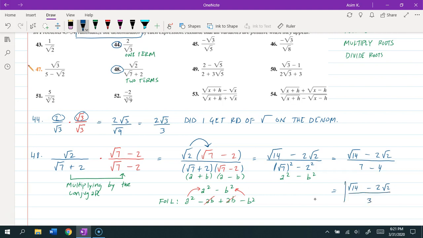Now, as we finish this up, ask yourself one question. Did I get rid of the root on the denominator? And look at it, I have gotten rid of the root. Okay, so why do 44 and 48 once again look so drastically different? It's because the technique which you use in 44 is for a 1 term, in 48 it's a 2 term. Okay? All right, now let's try number 50.